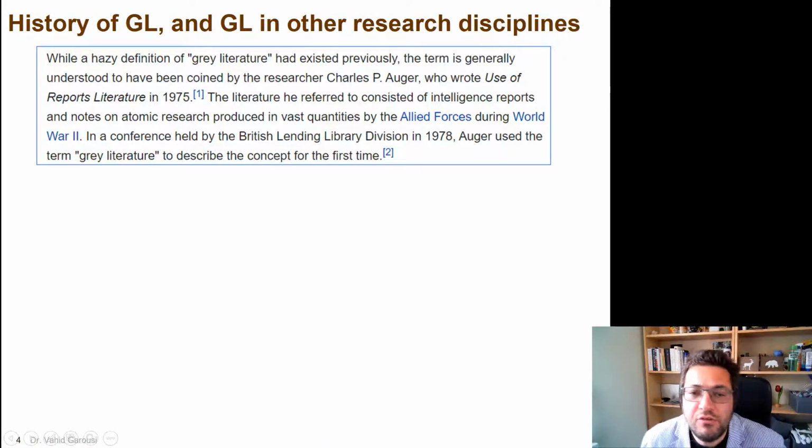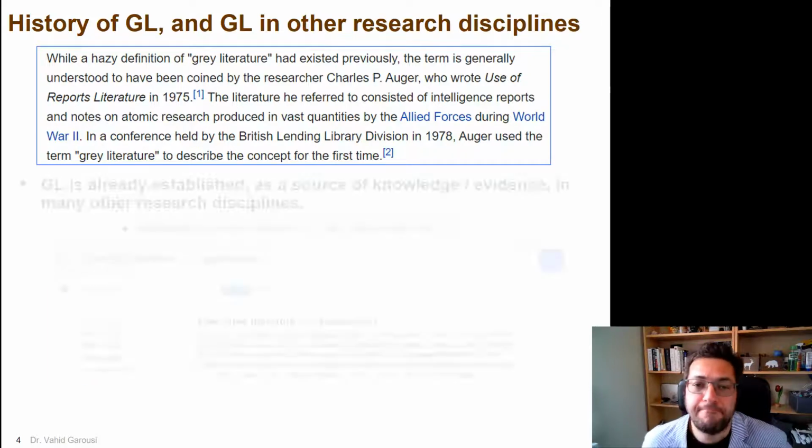Let's look at the history of GL. The gray literature term has been around for many years. It was coined for the first time in 1975 by Charles Auger, and it was about the notes and materials on atomic research produced in World War II, etc. You can see the history there.